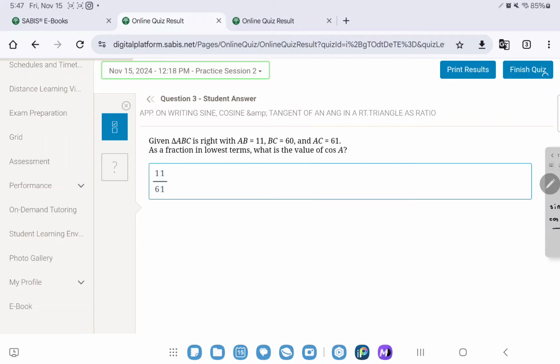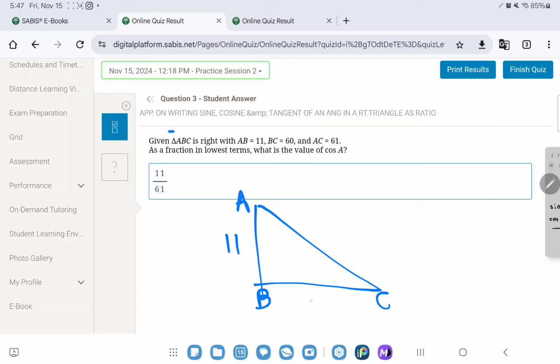Moving on. This is our last question, by the way. Given ABC is a right triangle, AB is 11, BC is 60, AC is 61. They want cosine of A. Cosine in triangles is adjacent over hypotenuse. So adjacent, which is AB, 11, over hypotenuse, which is 61. That's your answer.